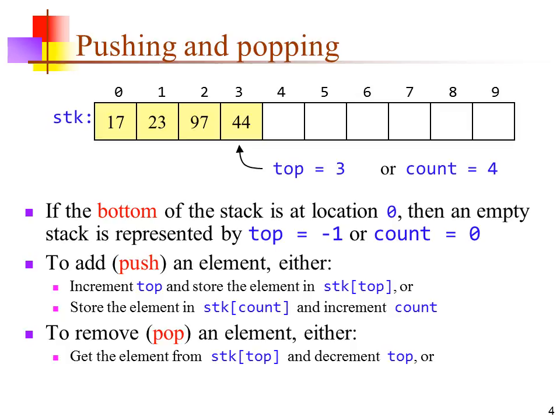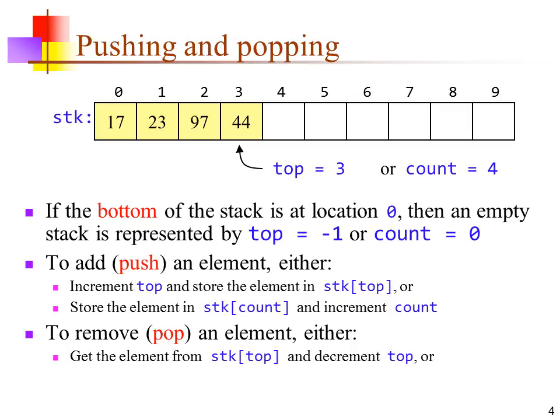After the second insertion, that is 23, the top value is 1. After element 97, the third insertion, the top is 2. After the fourth element insertion, that is 44, the top value is 3. So the top value keeps incrementing when a push operation takes place.